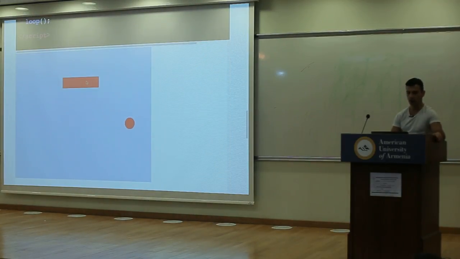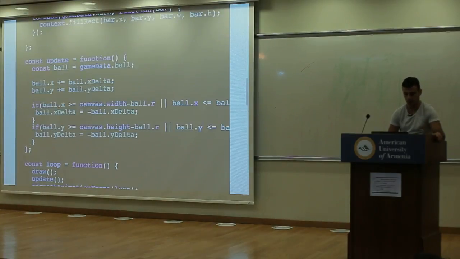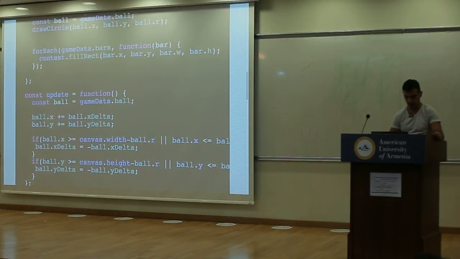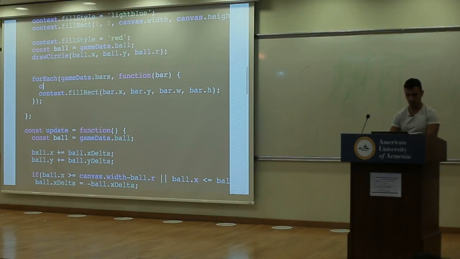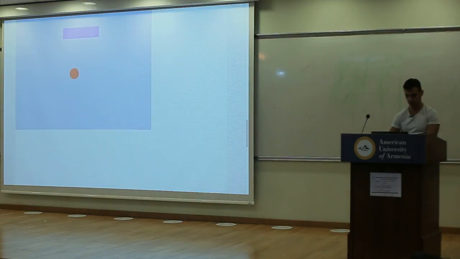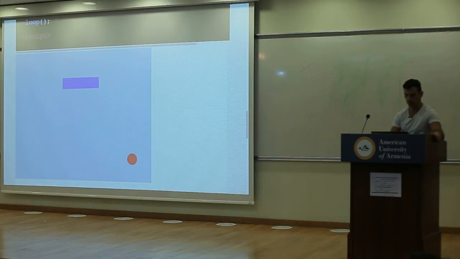And let's change the color just so it's not the same color as the ball. How do I do that? Yeah, so context.fillStyle. Let's have it be blue. What does that look like? Yeah, there you go. Okay, cool.